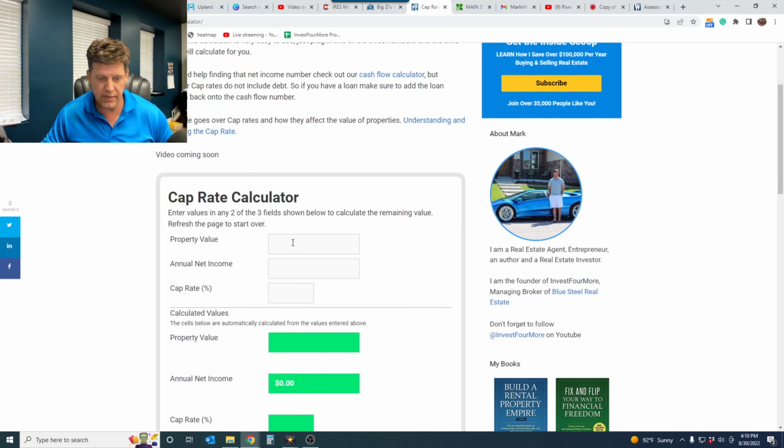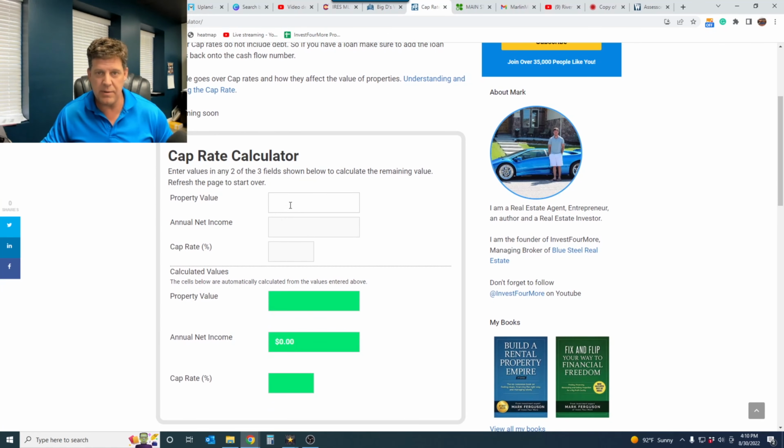So here's a very simple example. If you know what the property's value is, let's say the property's worth $500,000, you can type that in. And if you know what income the property brings in, so this is annual net income. Gross means that you're not deducting any expenses, right? If it makes $100,000 in rent a year, that's your gross rent. Net rent or net income is after deducting expenses. If you deduct your property management, your property taxes, any maintenance, repairs, that's your net income.